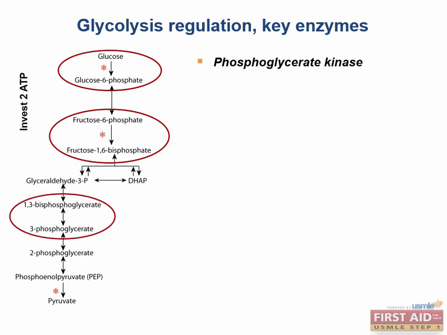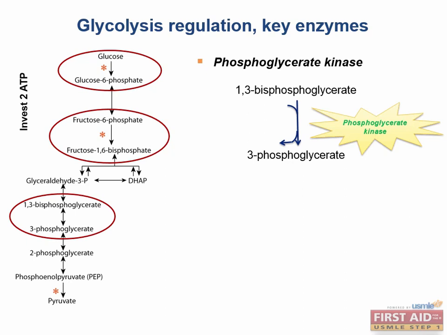We've already invested some ATP prepping this glucose molecule. So when do we finally make some ATP? The first step of glycolysis that produces ATP uses the enzyme phosphoglycerate kinase. Phosphoglycerate kinase converts 1,3-bisphosphoglycerate into 3-phosphoglycerate.